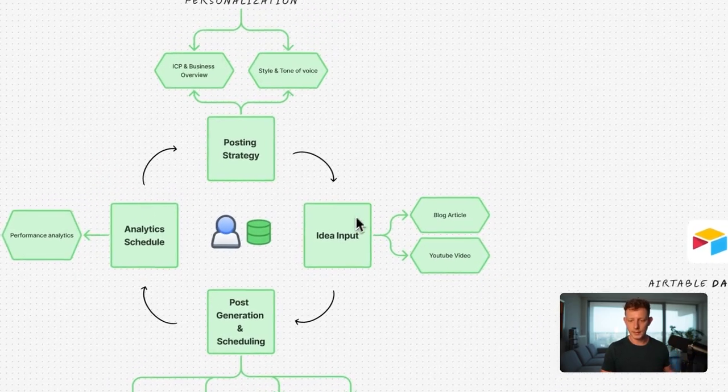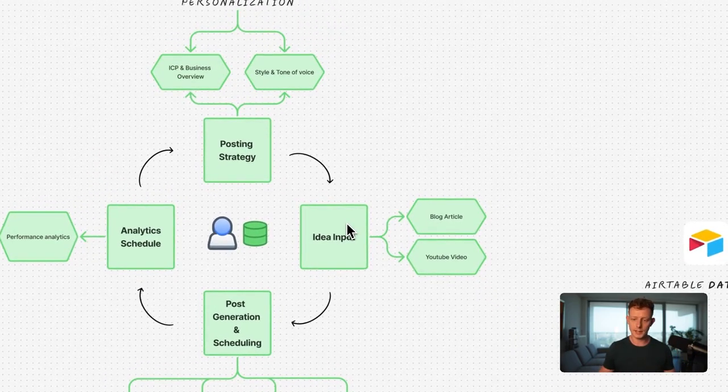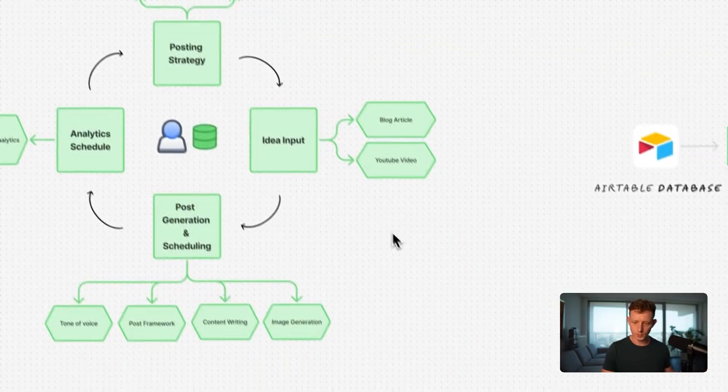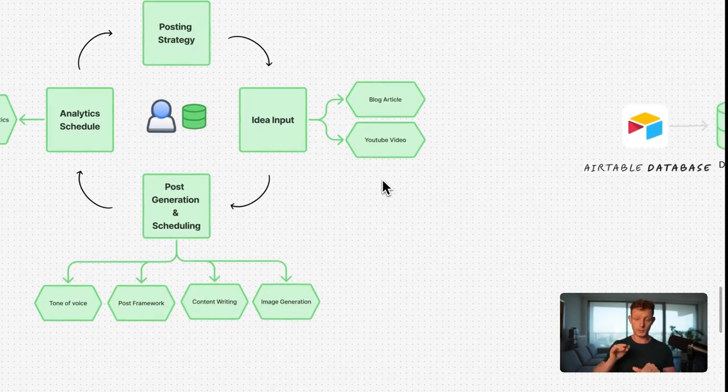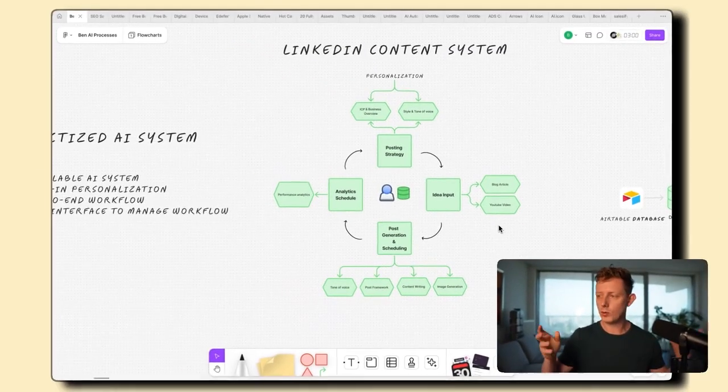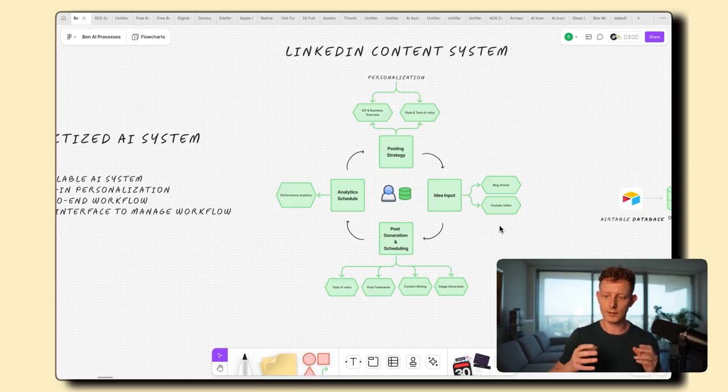Then for the idea, for the input, in this case, I'm going to stick to two, which is this system can repurpose blog articles into LinkedIn posts and YouTube videos into LinkedIn posts. Now, in reality, when I would build out this entire system, I'd probably add some more, maybe podcast, maybe just with a simple prompt. You could think of more input data we can take to create LinkedIn posts, of course.